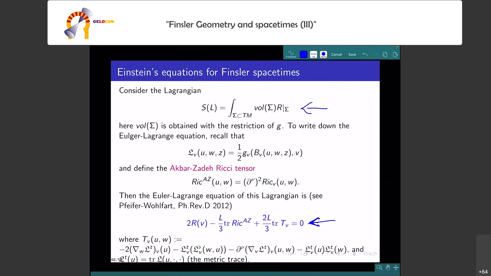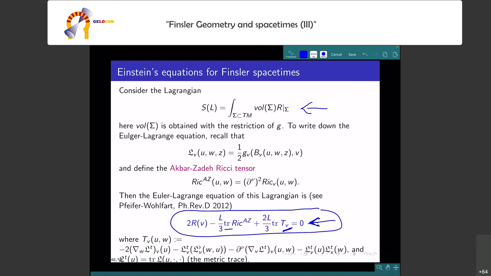Here, probably Nicoleta will not recognize this equation because I've written it in my terminology. But well, in this tensor T here, there are some traces, and these two traces are metrical, computed with g_V. And well, the tensor T is a long expression, but everything depends on the Landsberg tensor. The L^T is the metrical trace of the Landsberg tensor too. So this is the Einstein equation, and it turns out that it is very difficult to obtain exact solutions. And this is one of the problems of Finsler spacetimes. So one of the projects that I think is difficult, but very interesting, is to obtain exact solutions of this Einstein equation.